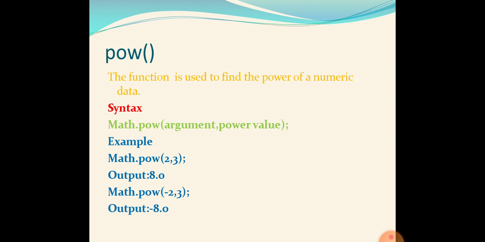The next function is the pow function. This function is used to find the power of a numeric data. Math.pow, argument, comma, power value. So when I am writing Math.pow(2, 3), it returns the result as 8.0. It also always returns a double value.